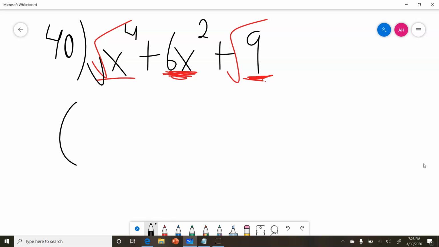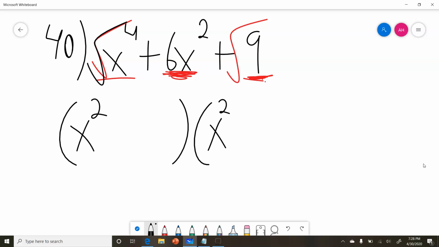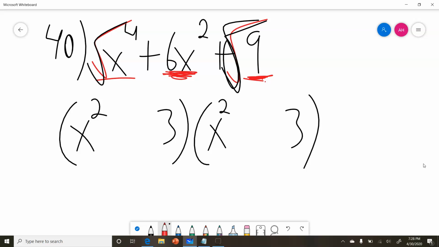So let's take the square root. What is the square root of x to the 4th? X squared. Then we take the square root of the 9 back here, which is 3 and 3. And let's see, what are the signs? Here's a plus and a plus, which means plus and plus.